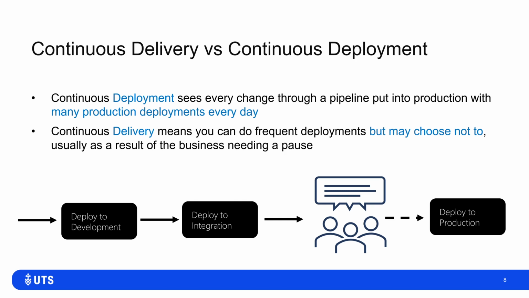So continuous delivery, on the other hand, means that you can do frequent deployments, but may choose not to. Generally speaking, continuous delivery is the automation of steps to safely get changes into production. So whenever you have some changes, think about whether you want to actually release it as a product. So sometimes even if you continuously deploy a lot of different things, you may choose to release only some of them.